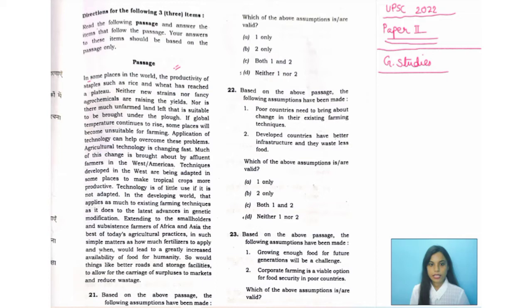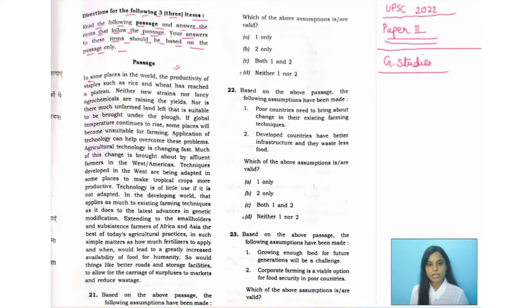Now the passage, what is being directed to us is: directions for the following 3 items. You need to read the following passage and answer the items that follow the passage. Your answers to these items should be based on the passage only.